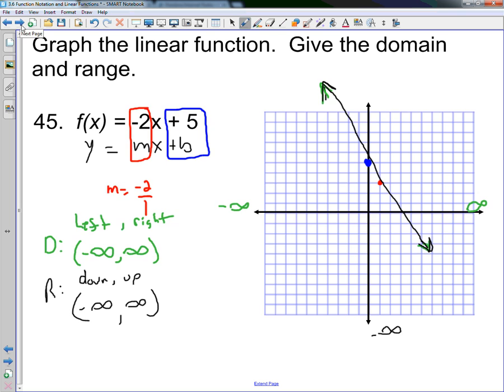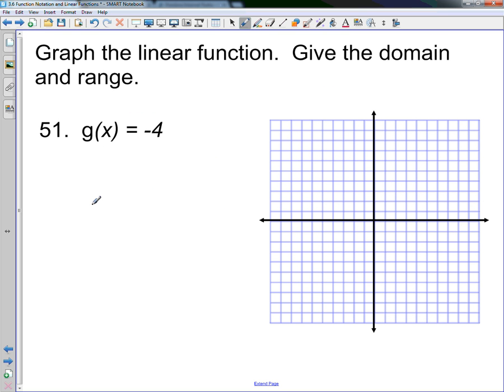Let's go ahead and look at another one of these. So go ahead and pause, see if you can get this graphed, and then find the domain and range. Once you're done with it, go ahead and unpause me and see if you were correct. Welcome back. Hopefully you've taken a moment to pause and attempt the problem.